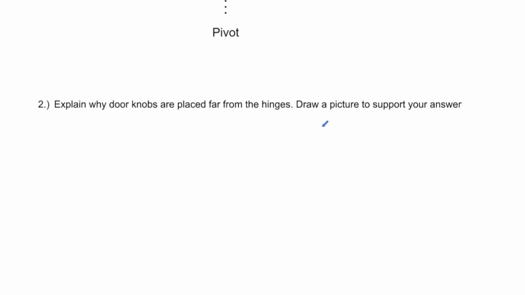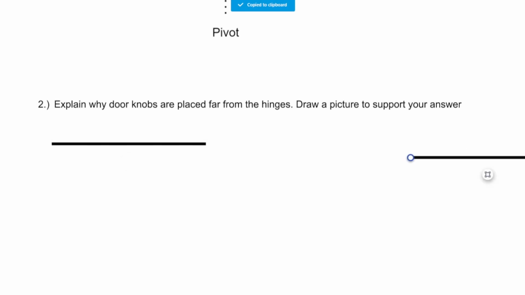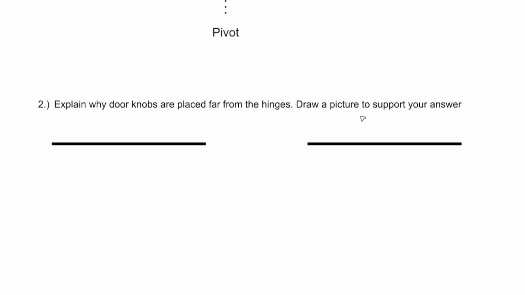There's a classic example of lever arms. We have to talk about doors. It's a classic. So let's just draw ourselves two cases here. Explain why doors are placed, why the knobs are placed far from the hinges. So let's just draw ourselves a little hinge here and here. And then let's pick different places to apply the force at. So we're just going to say that this right here is going to be our axis of rotation.